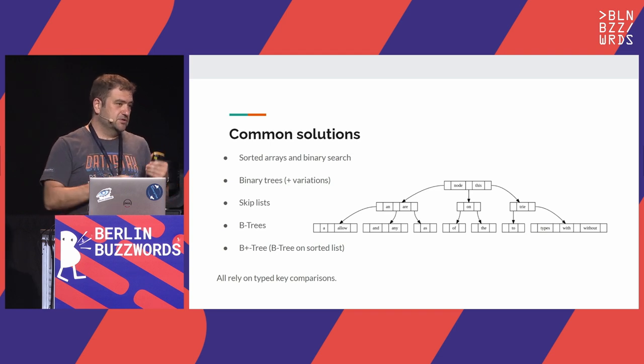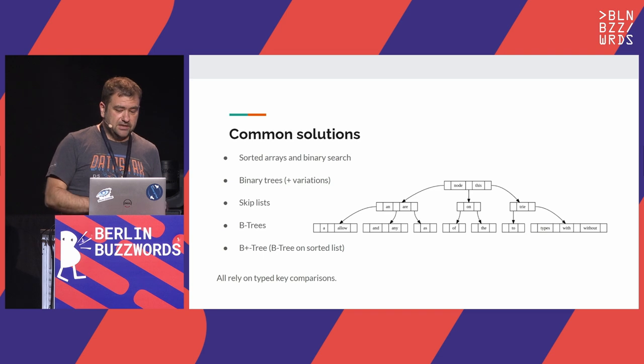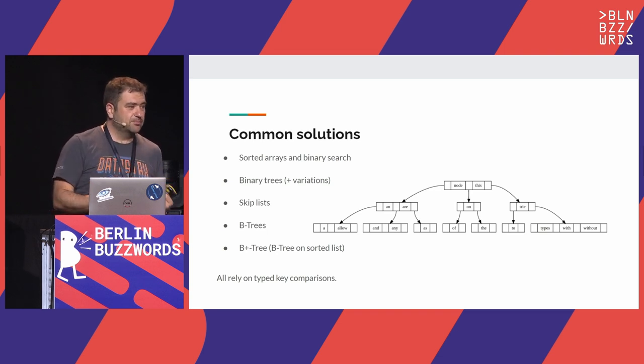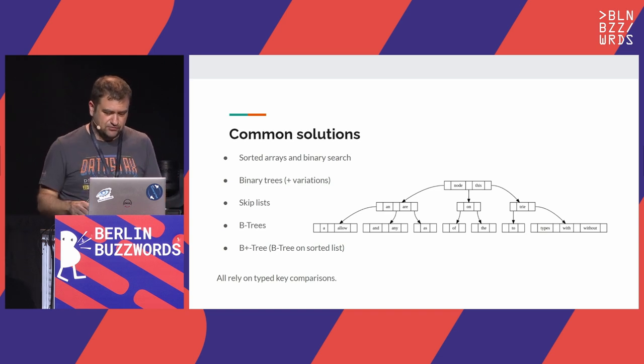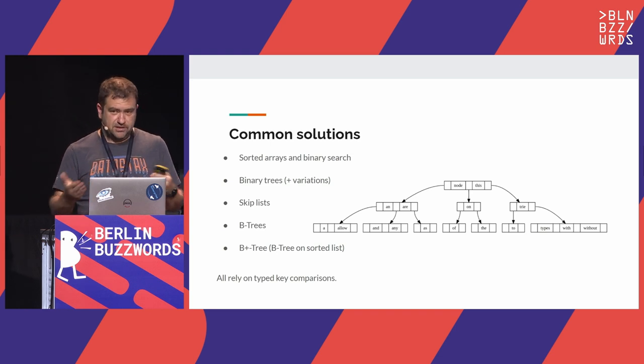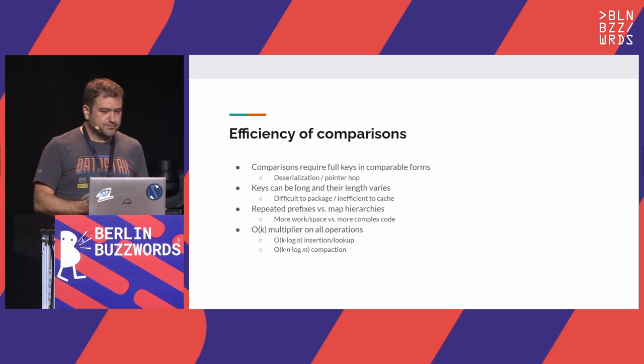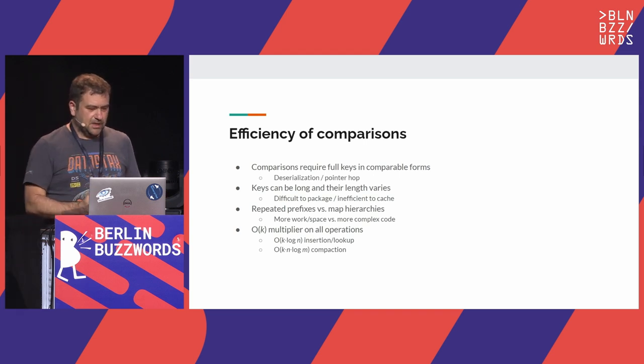So you have a sequence of keys. Each key has a certain type. And every time you're making decisions which way to go into this structure, you're doing a comparison of the key with the value at the current position in the structure. And depending on the results, smaller, greater, the same, you're making a decision where to go next. This has a few efficiency problems.